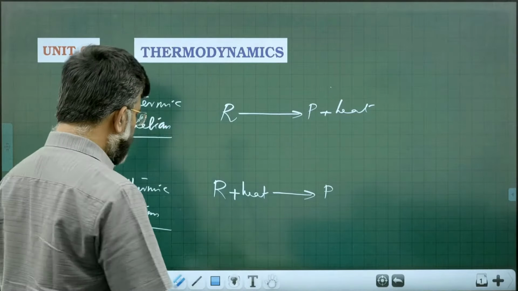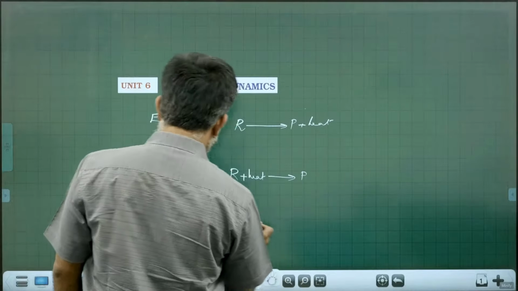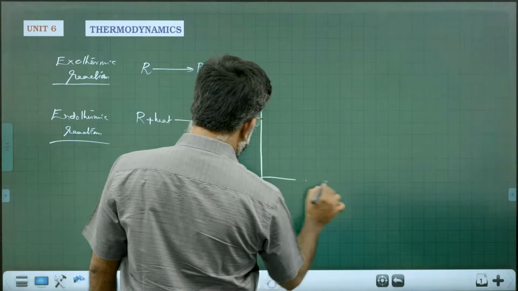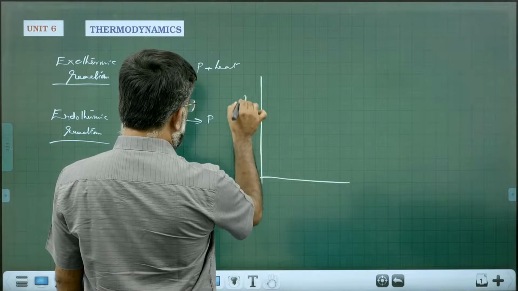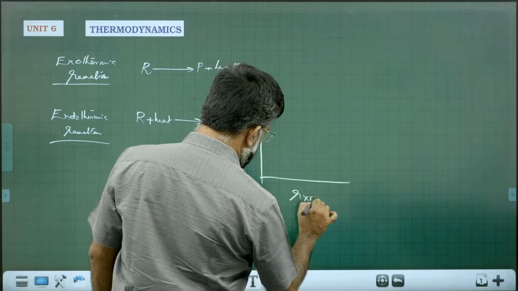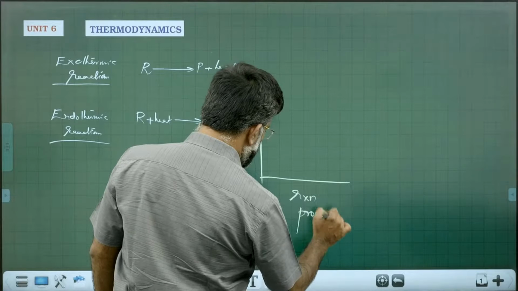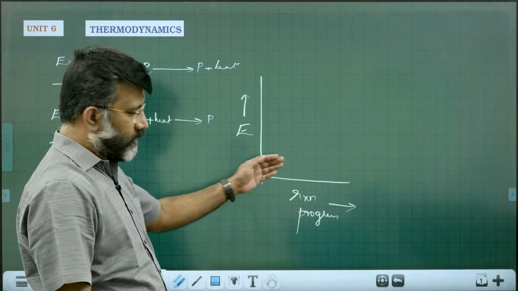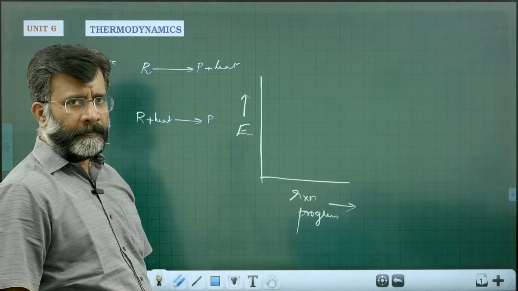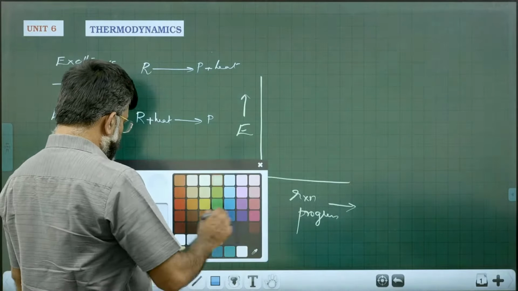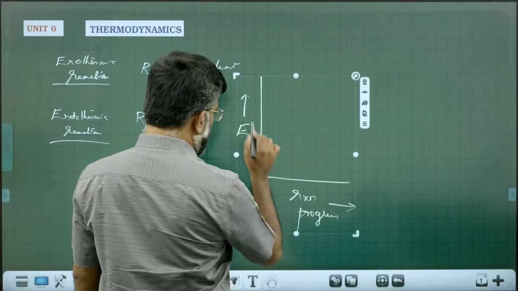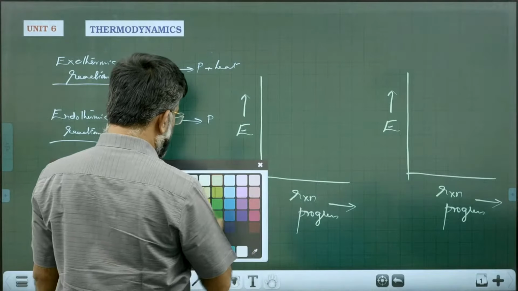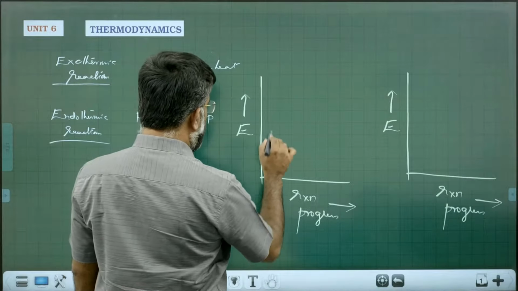Suppose I am expressing this graphically. Can you identify which is an exothermic reaction and which is an endothermic reaction? This is the energy axis and this is reaction progress. Reaction progress is along the x-axis and energy along the y-axis. Suppose I am plotting two graphs. Are you able to understand which is exothermic and which is endothermic? I am drawing a graph like this.